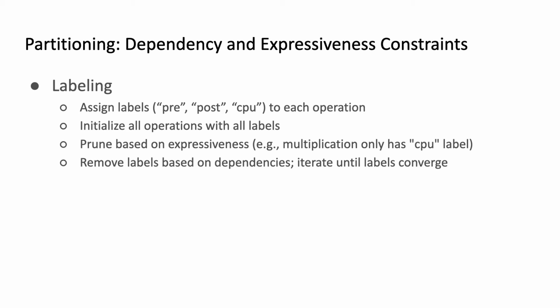It will then look at each operation and see if it can be performed on the programmable switch. If it cannot, then we will need to remove the pre and post label from the operation. For example, an integer multiplication operation will have its pre and post label removed. After that, Gallium will consider the dependencies between operations, and based on this dependency, it will further remove labels, and this will run iteratively until no more labels can be removed.